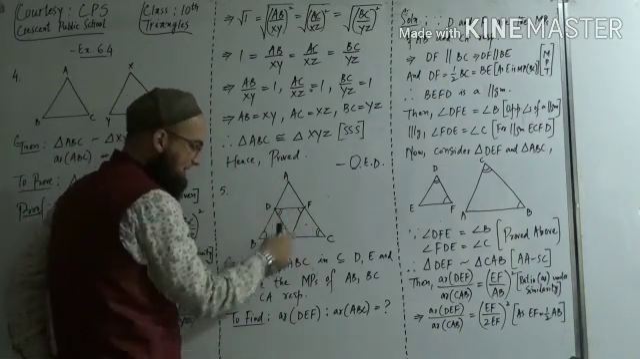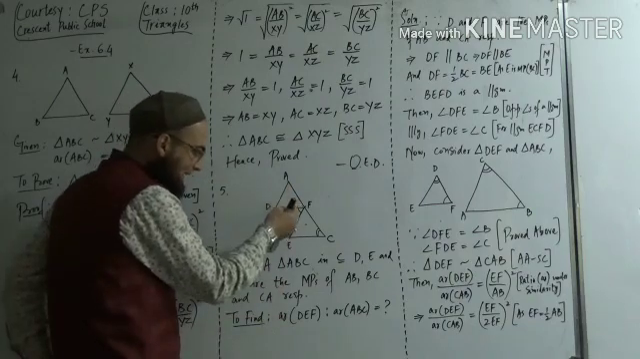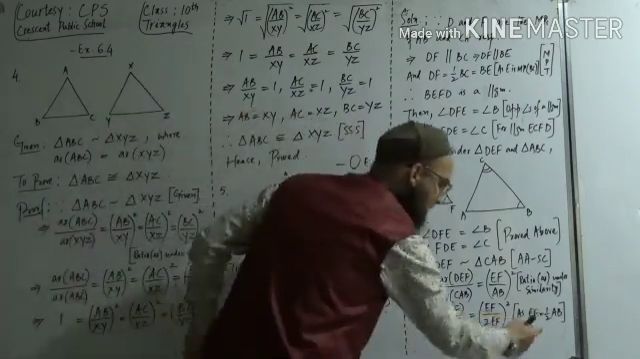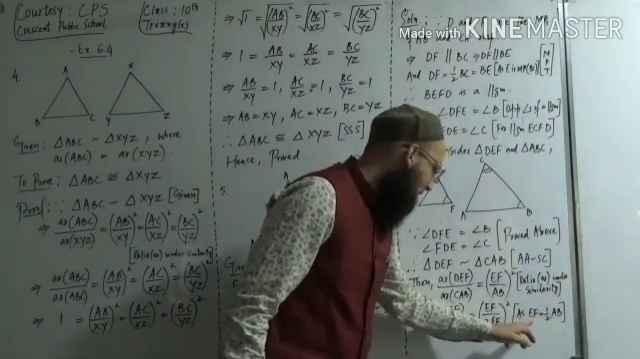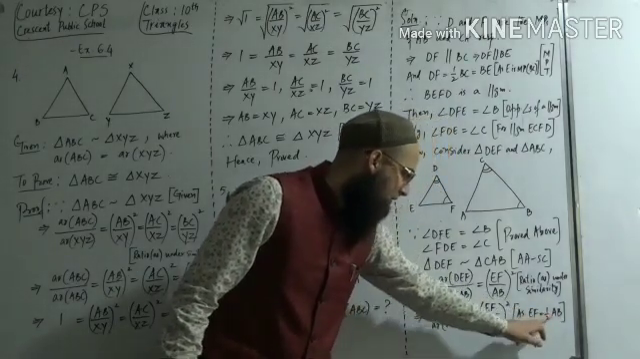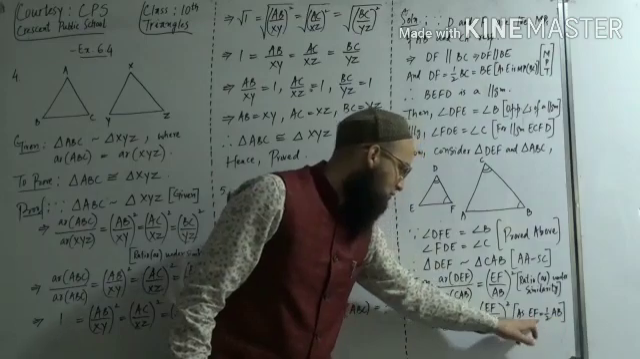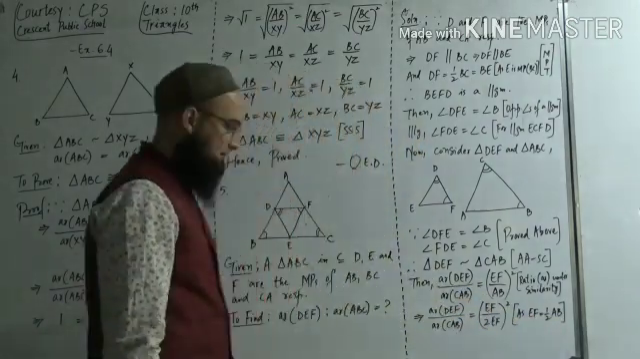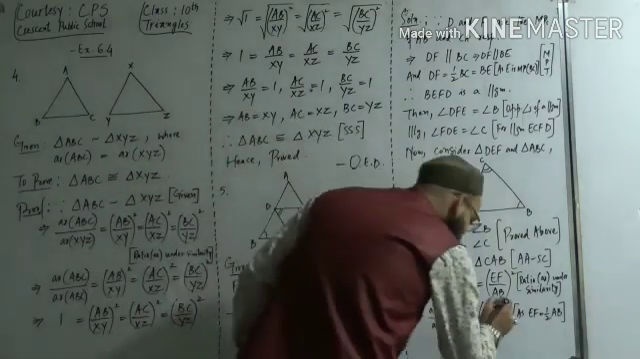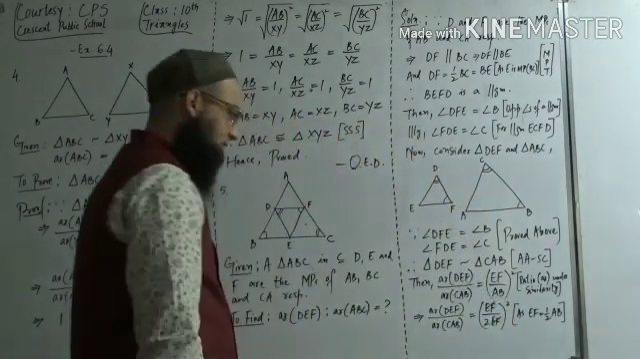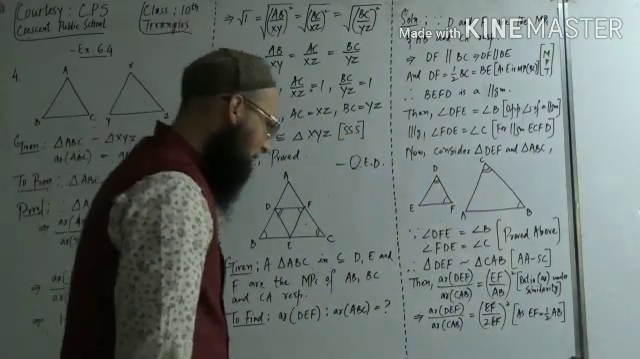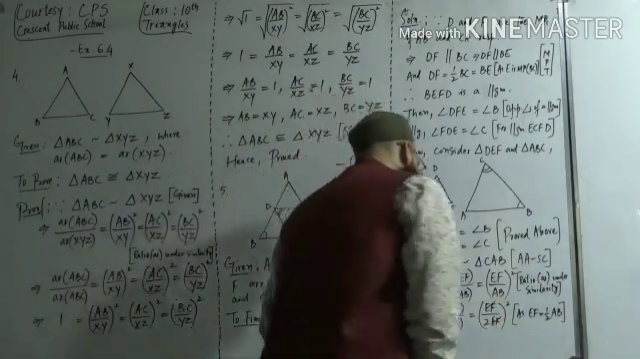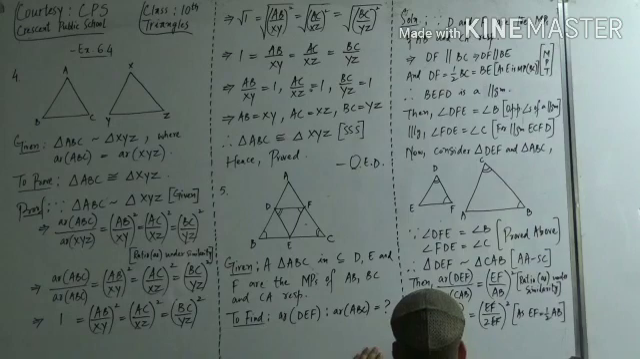Midpoint theorem again, because E and F are midpoints. So EF is half of AB. That means AB is equal to twice EF. I wrote it like this. You got it? Now EF and EF get cancelled. So what do I have? 1 by 2 whole square. That is 1 by 4. So required ratio is 1:4.